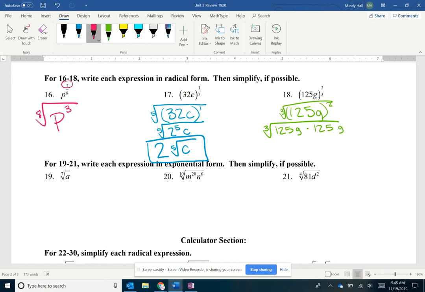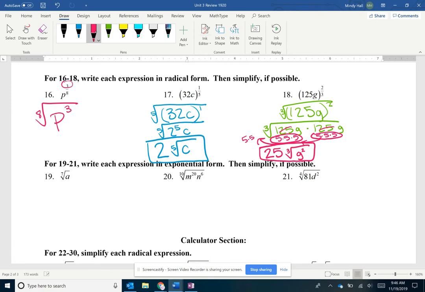But here's the thing. 125 is 5 times 5 times 5, which means I have two groups of 3, which means both of those get to move out. So then I have 5 times 5 on the outside, which gives me 25. And then we still have the two g's on the inside, so that would be 25 times the cubed root of g squared, like that.